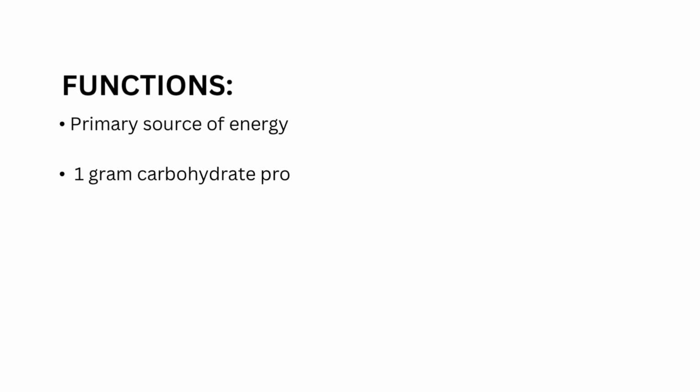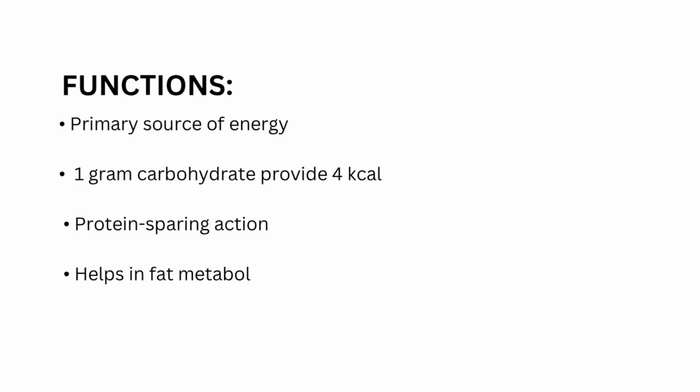Now we will learn about the functions of carbohydrates. Carbohydrates are the primary source of energy for the human body. They provide 4 kilocalories per gram. They exhibit a protein-sparing action, meaning adequate carbohydrate intake prevents protein from being used as an energy source. Carbohydrates also help in the complete oxidation of fat and prevent ketosis.